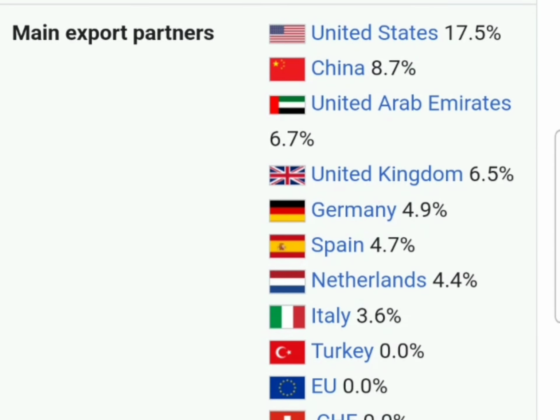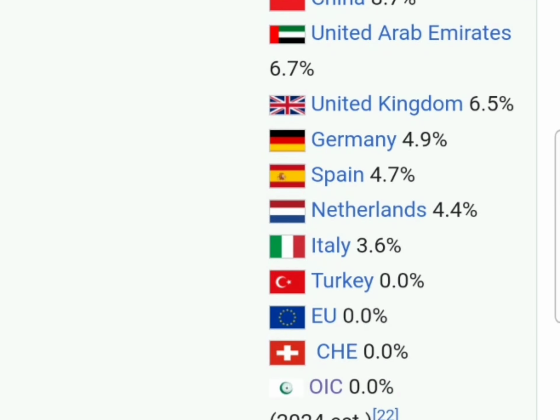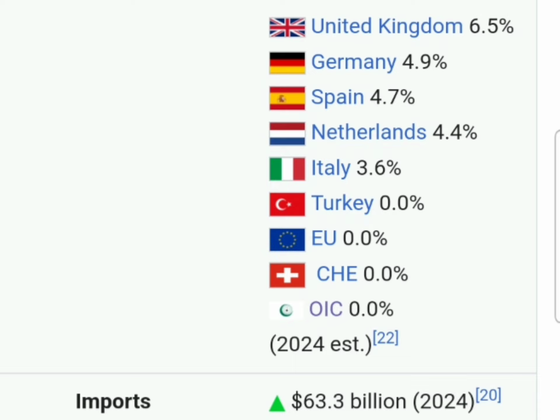The main export partner of Pakistan is the USA. We are exporting 17.5% of our product to the USA. The USA has the largest share in our exports, and therefore the USA is the most important country for Pakistan. We are exporting 8.7% of our exports to China and 6.7% to the UAE. The UAE is the third largest export partner of Pakistan. The fourth is the UK with 6.5%, Germany 4.9%, Spain 4.7%, Netherlands 4.4%, Italy 3.6%, and then Turkey and the European Union.